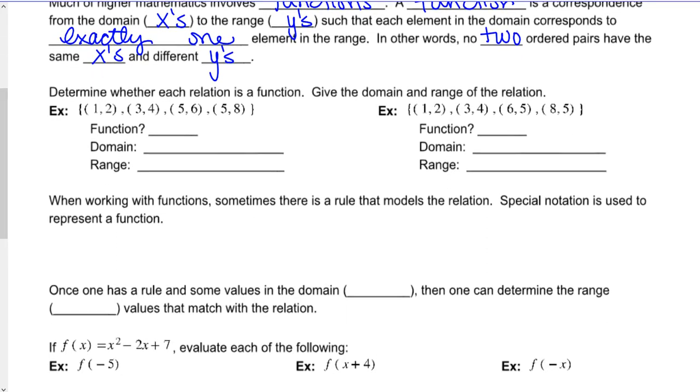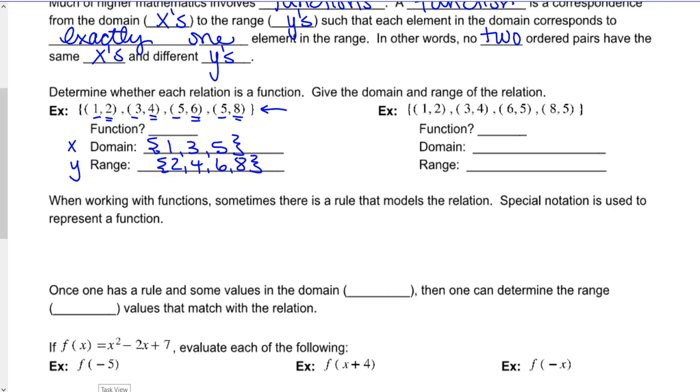So if we have these relations here, these are just relations in set notation where I have a group of ordered pairs. We want to determine whether each relation is a function and determine what is the domain and the range. Let's do the domain and range first because it's actually the easiest. The domain are our x's and our range are our y's. So in set notation, I'm going to pick all the x values: 1, 3, and 5. Since 5 is repeated, we're not going to write it twice. Then we have 2, 4, 6, and 8. Looks like some even numbers as our range.